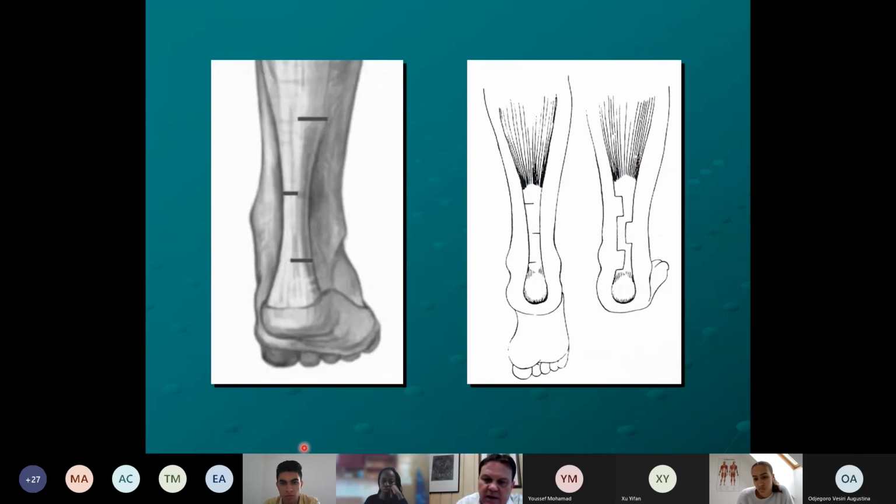Nowadays, we can do it in a percutaneous way. We don't have to open up, so we just do some little cuts into the Achilles tendon, and it is possible just to slide the fibers of the tendon parallel to each other.